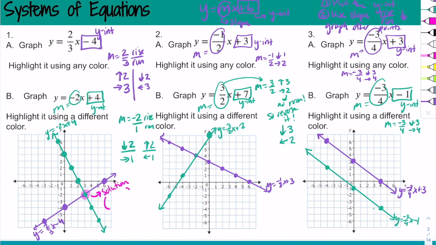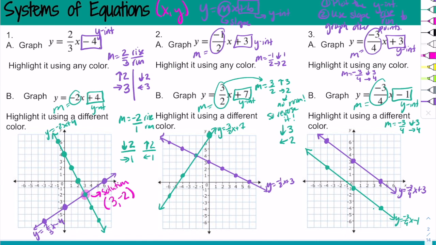And we can write that as an ordered pair. Now remember, when we're writing ordered pairs, it's always x, y. So here the x value of that point is 3, the y value is -2. So the solution is the point (3, -2).